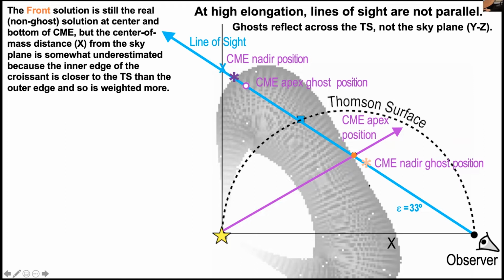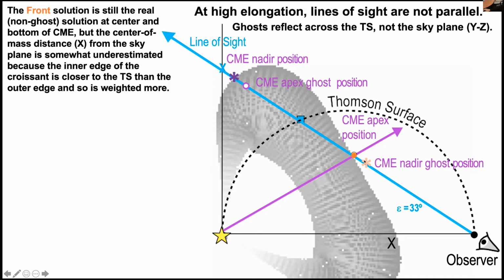Actually, I went a little too fast. Look at this orange point here. The two solutions are this orange point and this purple point. Okay, that's the true solution if you were just thinking about this little parcel of mass. Here's the true solution for the back point, the nadir, this purple asterisk. This is where it reflects across the Thomson surface.